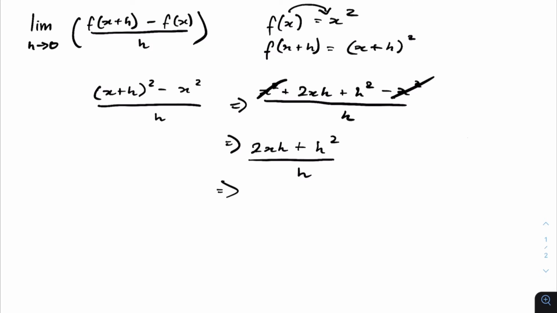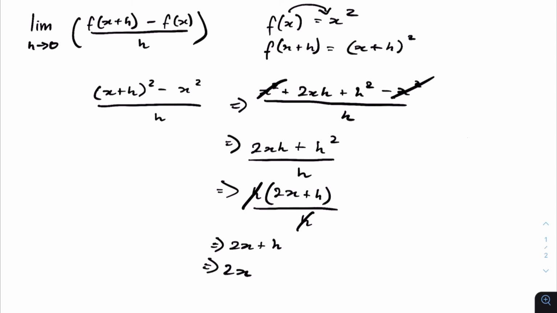Which would give us h multiplied by 2x plus h over h. And what we can do now is cross these out. That gets rid of our zero denominator, because if we substitute h in there, it would have a denominator of 0, which gives us 2x plus h. And now the brilliant thing is that we can actually substitute h as 0 to get rid of h and only leave in x. So it becomes 2x. So x squared differentiated using first principle is 2x.